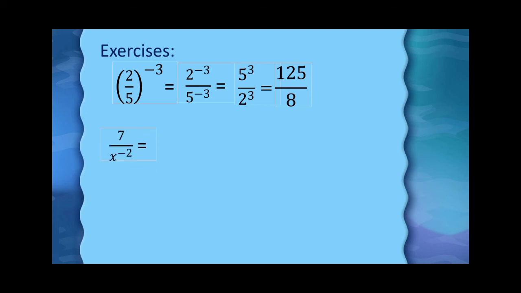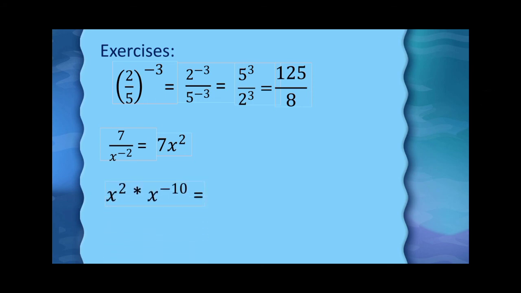Next is 7 over x raised to negative 2. So, ang naka-raise lang sa negative 2 or sa negative exponent is x. So, para maging positive siya, ilagay natin siya sa numerator. So, we have now 7x squared.